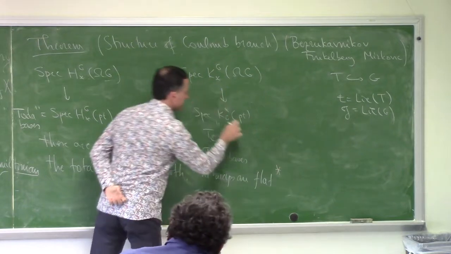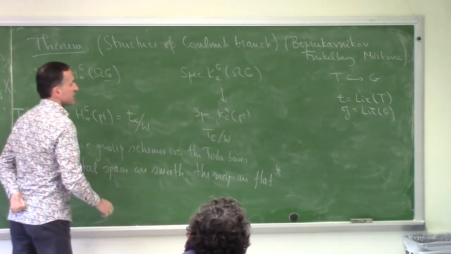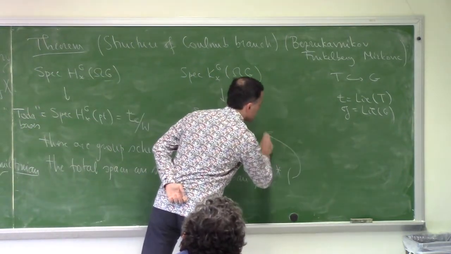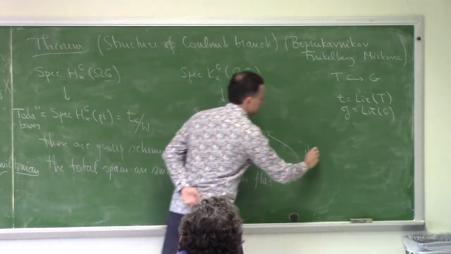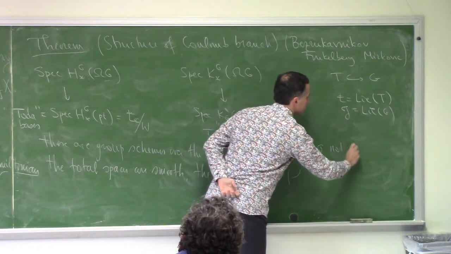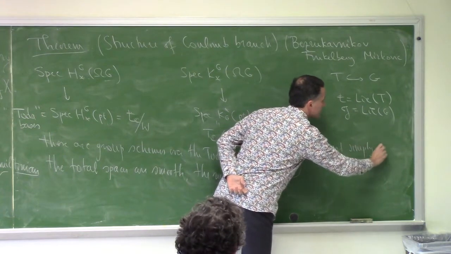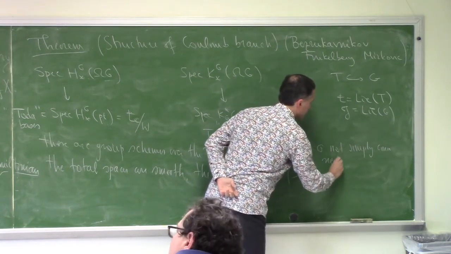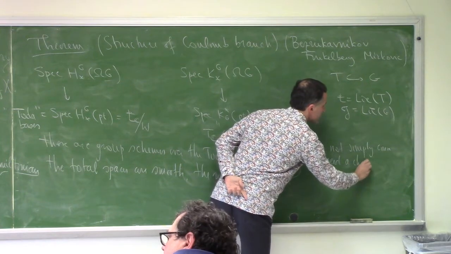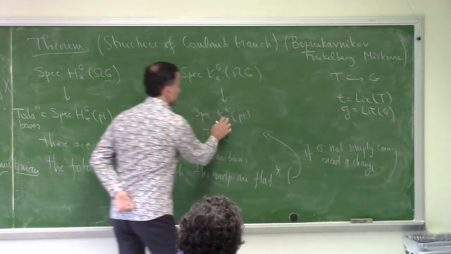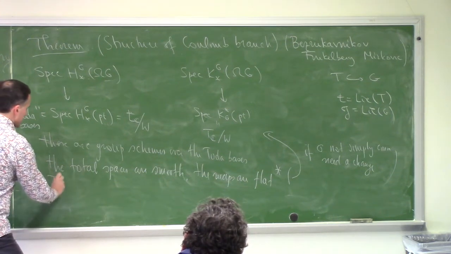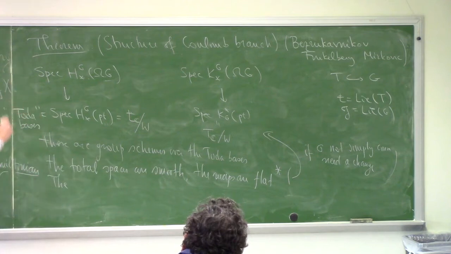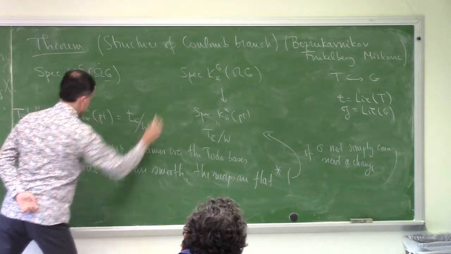And I put a star here because you have to make a little change in K-theory. If G is not simply connected, you have to make a change. Just don't worry about that. You need to turn this into an orbifold, basically. The maps are flat. The total space has a symplectic form, degree 2 in this case, degree 0 there.